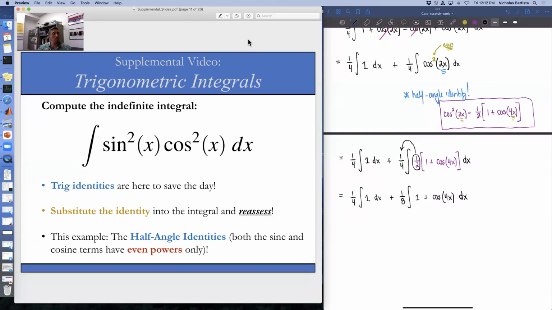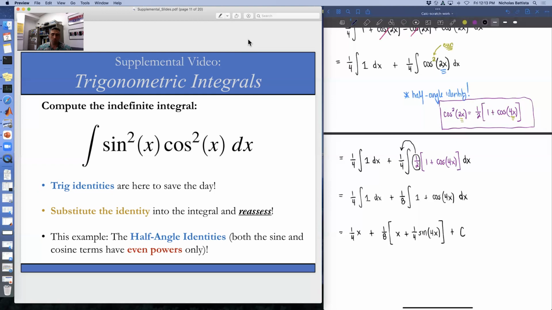So let's just go ahead and perform all of these integrations. So in this first integral, we have 1/4 times the integral of 1. Again, that's just going to give us an x. Now the second integral, we have 1/8 times whatever those antiderivatives inside of the integral are. So the antiderivative of 1, again, with respect to x, is just x. Now the antiderivative of that cosine of 4x will give us a positive sine of 4x. But then we also need to divide by 4 as well. And then we have a plus c at the very end of our antiderivative.